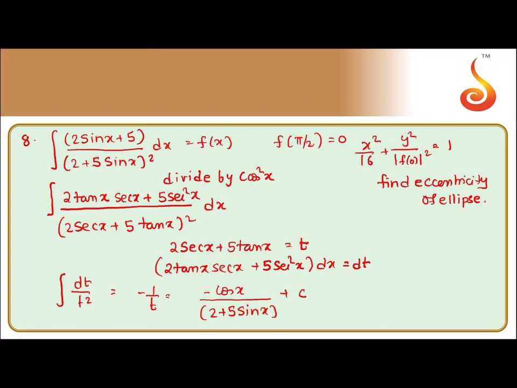Because what is t? t is nothing but 2 secant x plus 5 tan x, meaning 2 by cos x plus 5 sin x by cos x. Automatically you'll get this one. Now f of pi by 2, you get it as 0. This implies c equal to 0. Now we put f of 0. So what do we get for f of 0? f of 0 we get as minus 1. Cos 0 is 1, so minus 1. Sin 0 is 0. Minus 1 by 2.